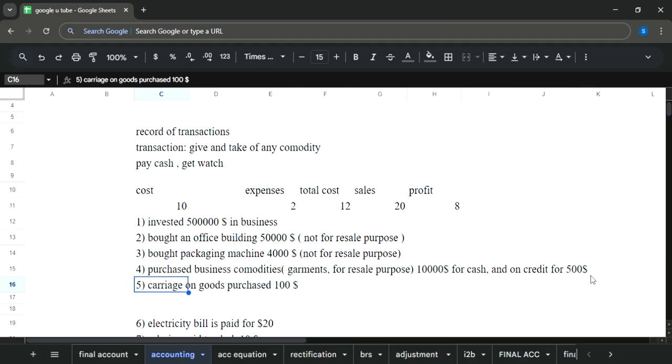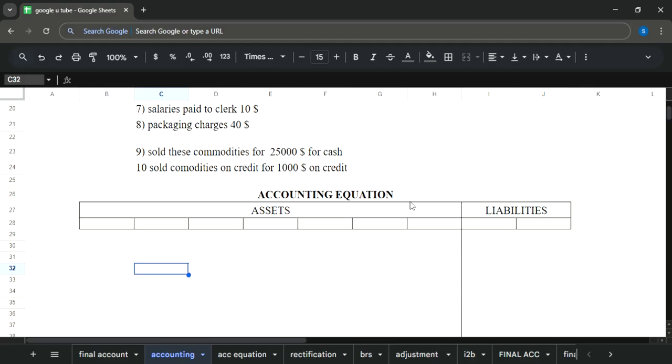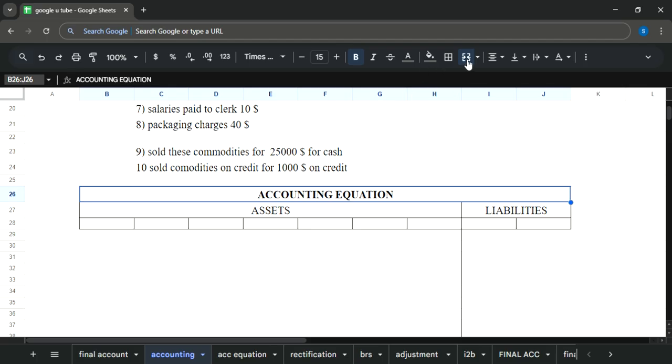Alright guys, this was the brief introduction of the accounting equation. Accounting is a subject which will tell you how to record the transaction, and this is the first format where you can record all transactions of your business, where you can tally the amounts as well.